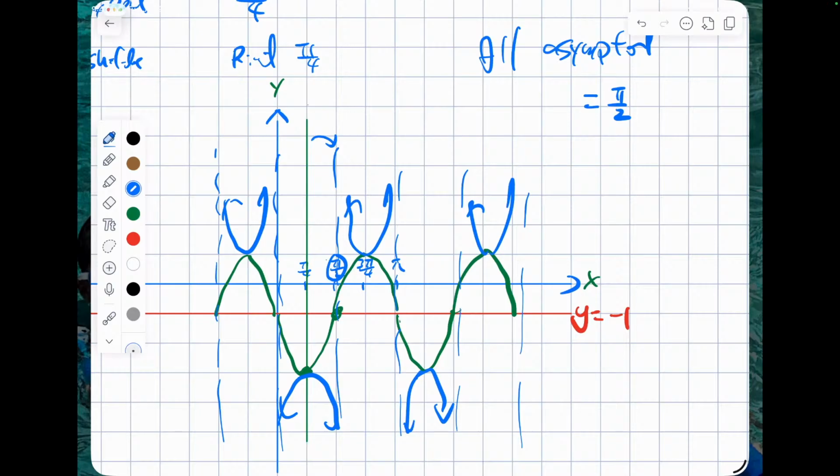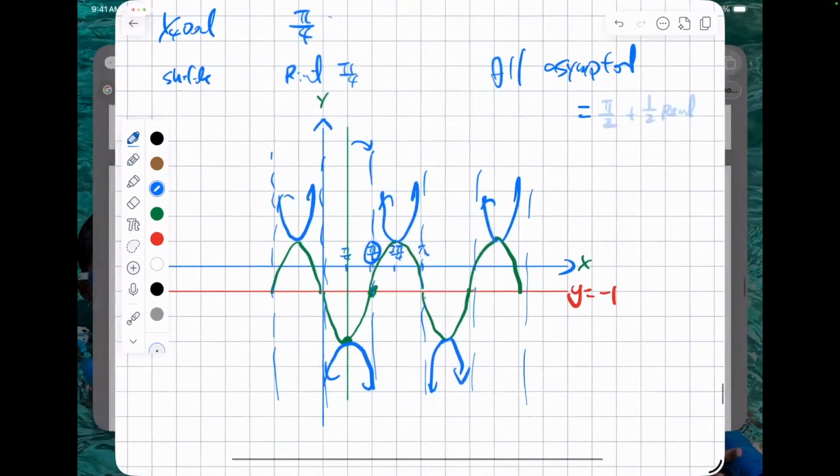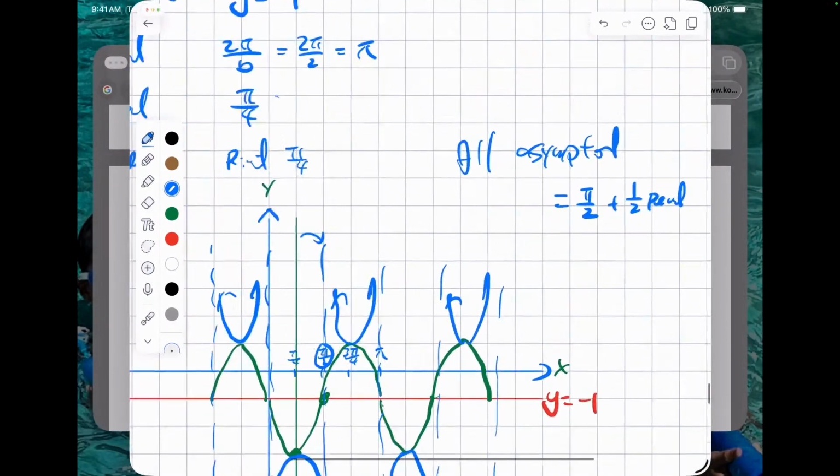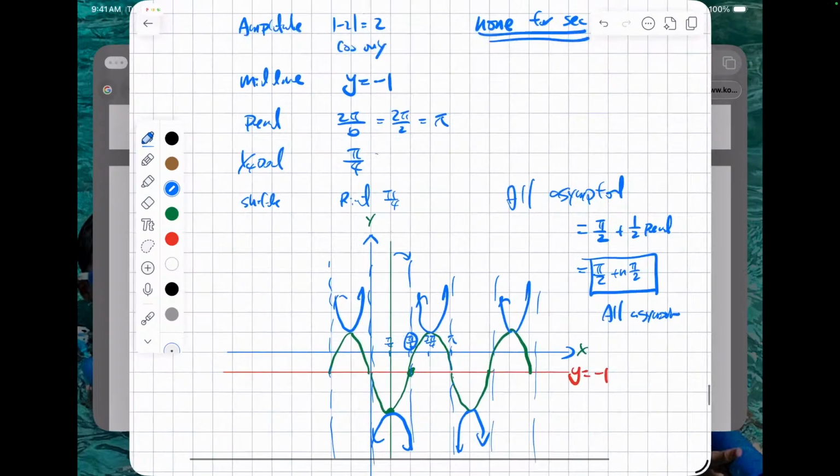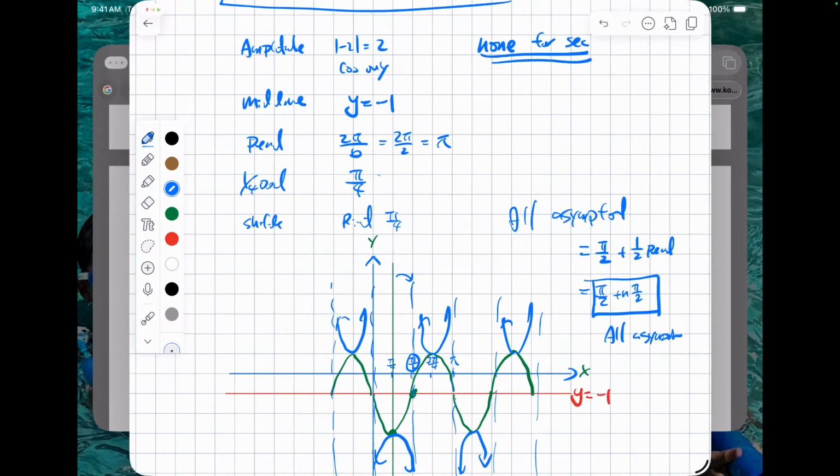So it's pi over 2 plus half the period. It's half a period because each period has 2 asymptotes. That's how a secant graph works. What is half of the period? It's pi over 2, right? So it'd be pi over 2 plus n times pi over 2, where n is all the integers, so it could be 1, 2, 3, 4, or 91, 92, 93. So this is all the asymptotes. What is the domain in this case? Well, the domain is anything except those values. What would be the range in this case?